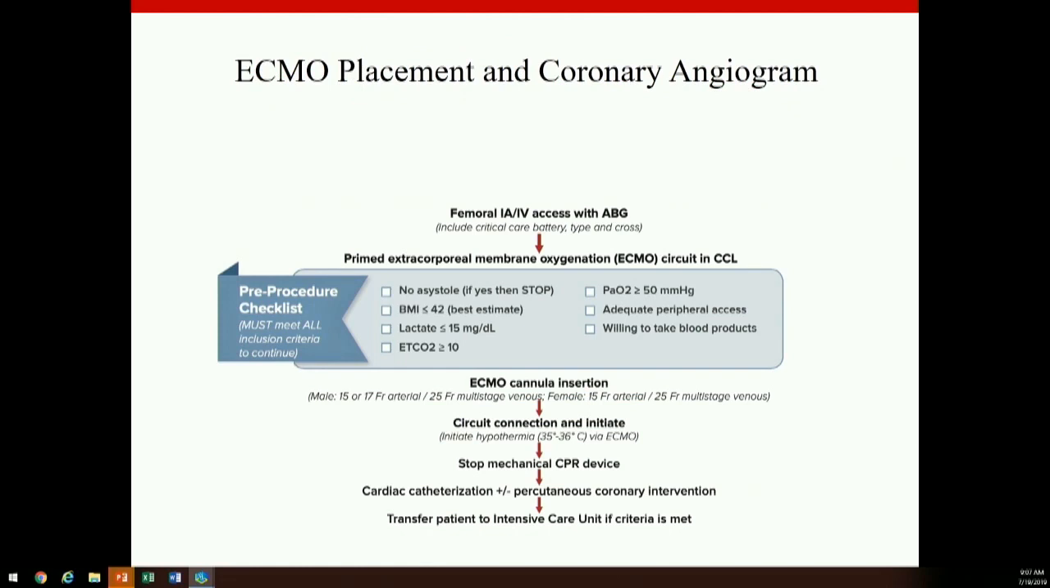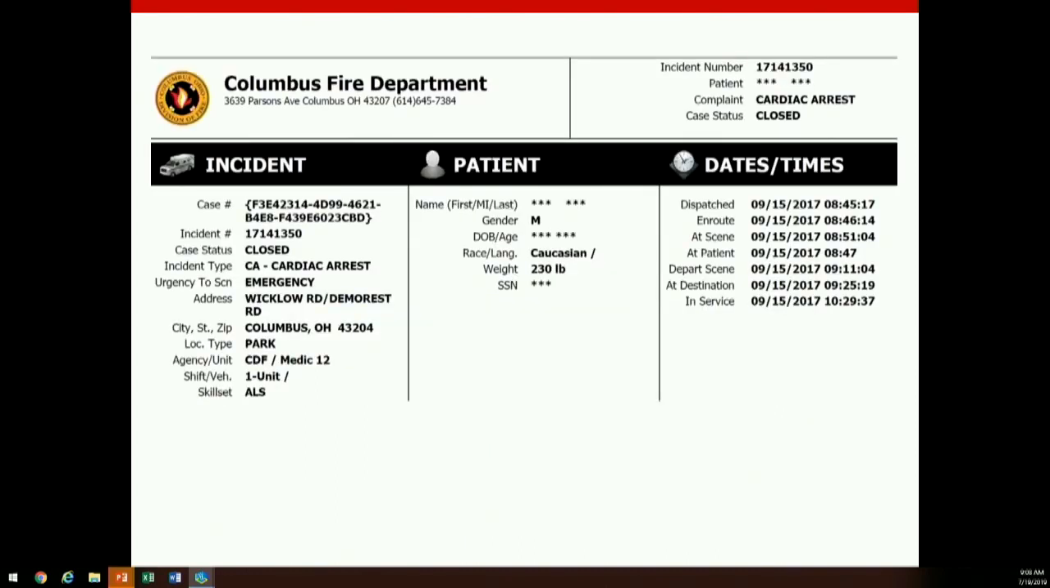If this is met, cannulas are placed, ECMO started, automated CPR device is stopped. We do a coronary angiogram to look for a reversible cause, thinking that most of these potentially may be due to ACS. If PCI is needed, then transfer to the ICU. So let me show you a case. It was our very first case when we developed our program, September of 2017.